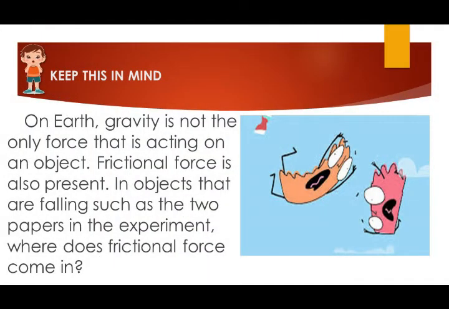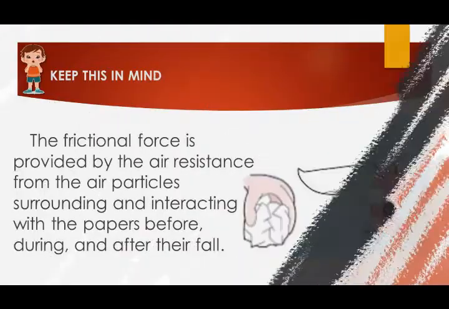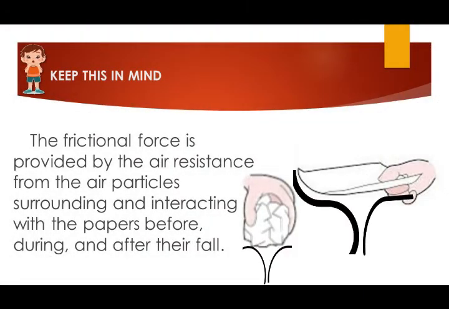On Earth, gravity is not the only force that is acting on an object. Frictional force is also present. For objects that are on the ground or that are in contact with other objects, the effects of frictional force and its presence are easily observed and can easily be pointed out. In objects that are falling, such as the two papers in the experiment, where does frictional force come in? The frictional force is provided by the air resistance from the air particles surrounding and interacting with the papers before, during, and after their fall.